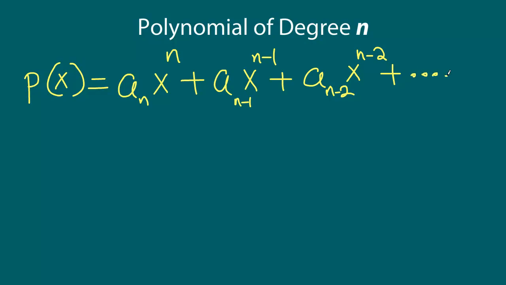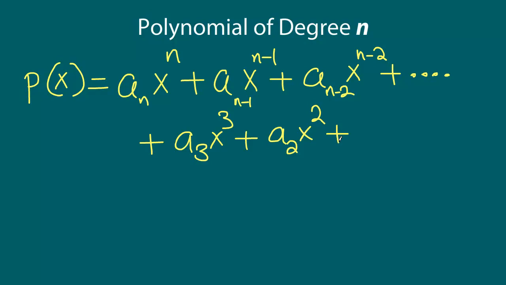And it will go on like this till we get to, let's say, a3 x power 3 plus a2 x power 2 plus a1 x power 1, which is just x, plus a0 x power 0, which is 1. So this is a standard way of writing a polynomial in variable x of degree n, right? Now what are a n minus 1, a n minus 2, and so on? These are just some constants, right?